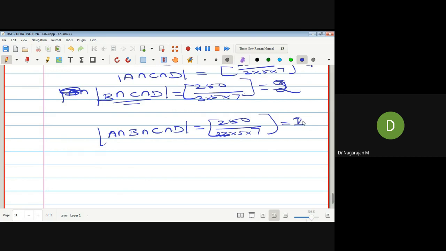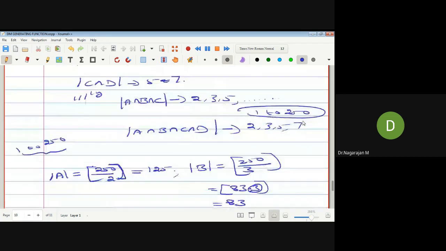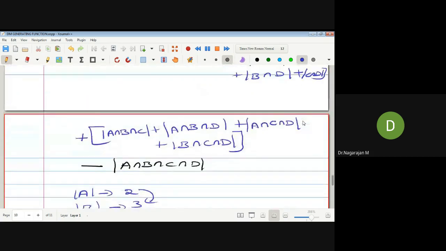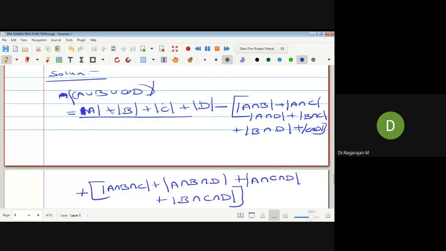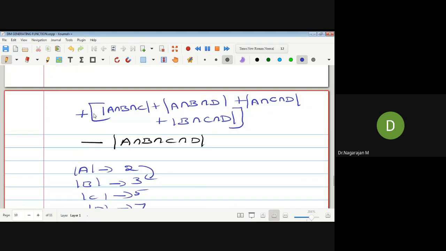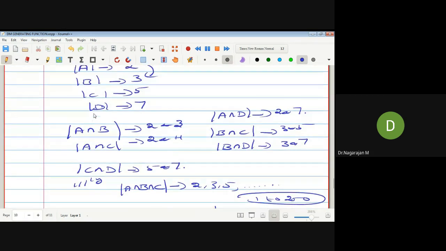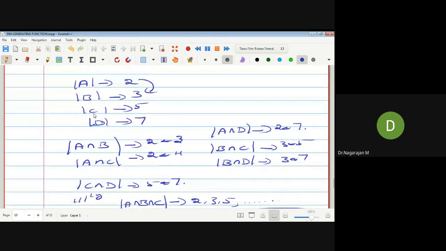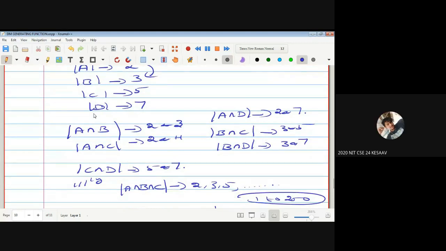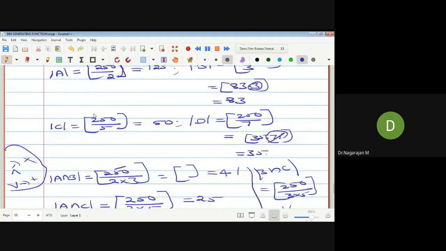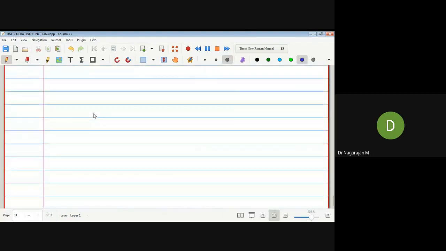Okay. Now apply all results in this formula. What is the A value? Are you noting everything? A value, please note that. Note all the work. What is the A value? A is 2. Number of A. Number of B is 3. Number of C is 5. Number of D is 7. Have you noted it? Very good. I move to the result.